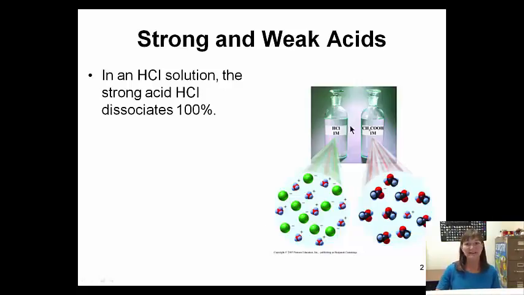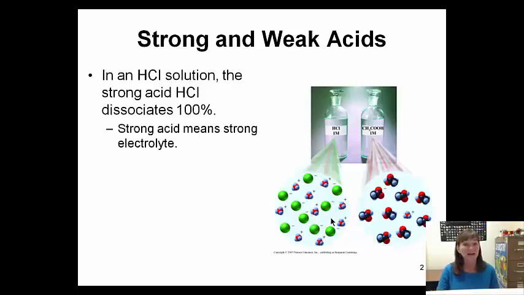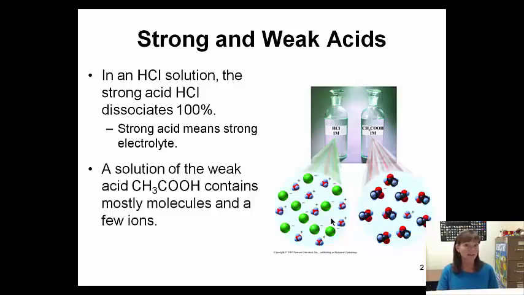So if we look at this example here showing the HCl, and if we look at the picture, all the green balls are representing the chloride ion, Cl-, after it lost all of its H's, H+. And where do those protons go? After the hydrogen loses the proton, it's going to go on the water, making the hydronium ion. So notice there is no HCl molecules floating around. That's because 100% of them dissociated into ions. A strong acid means that it's a strong electrolyte.